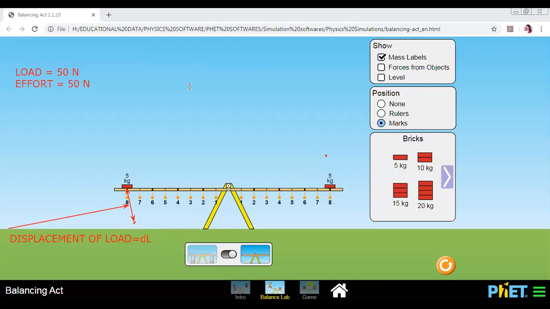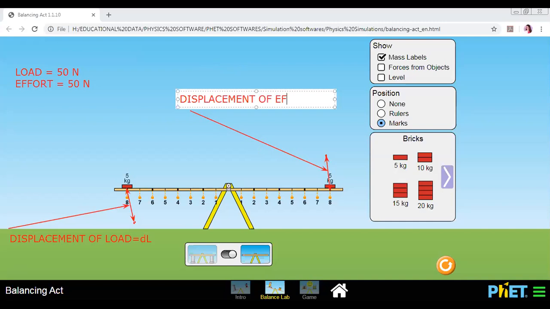Okay, let's see how much is the displacement of effort. So from here I started, it started from here and it reaches to here. So this distance is my displacement of effort, which we call as displacement of effort.